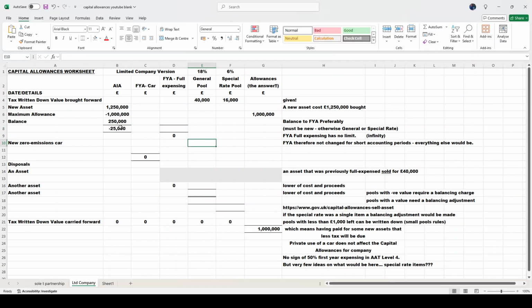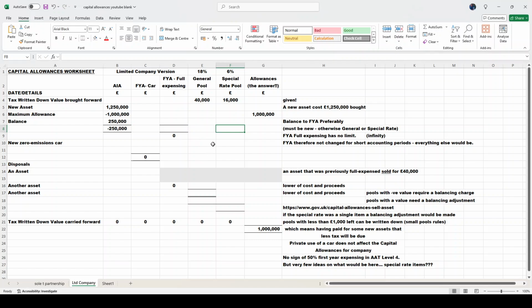If it's a new item, it can go into FYA for first year allowance. If it's a second hand item, it would have to go in the general pool or the special rate pool, but we'll deal with FYAs first.